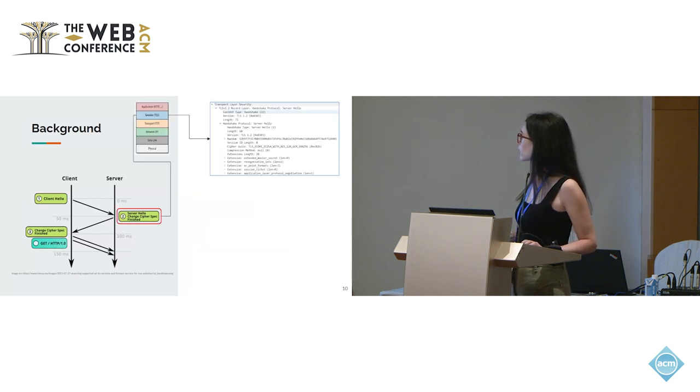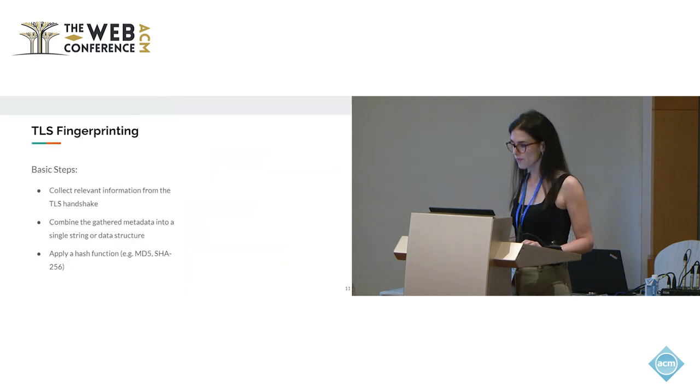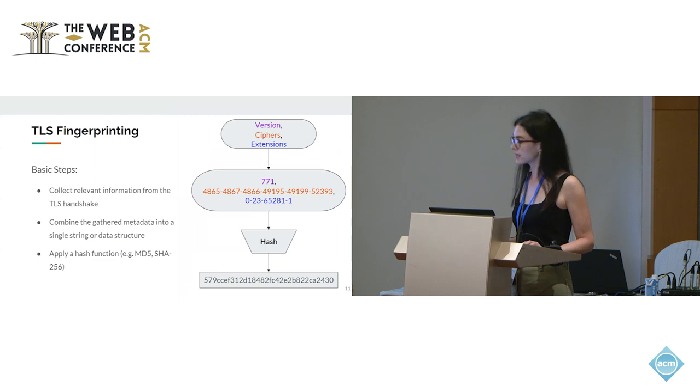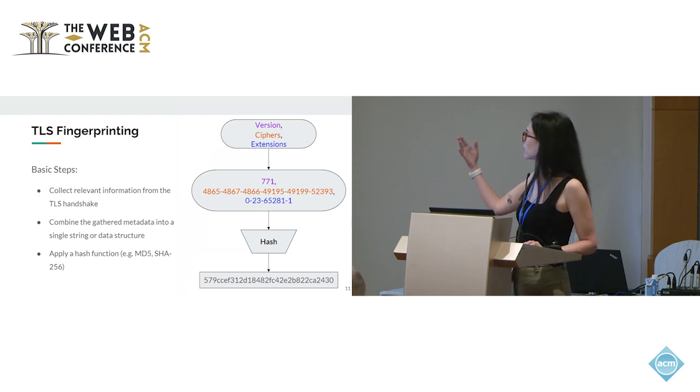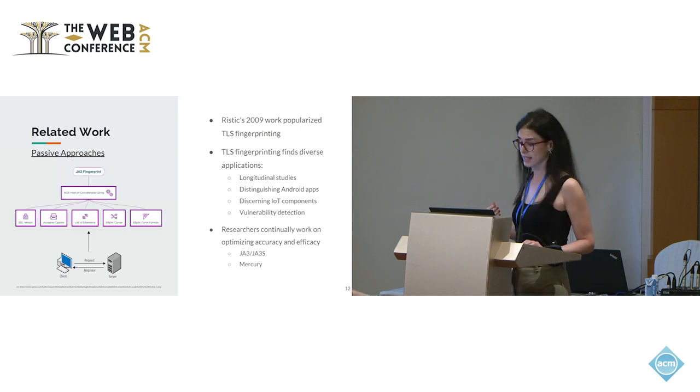And now the server hello message actually contains the preference of the server in terms of the cipher suite and the extensions. Okay, so now a fingerprint that corresponds to the server's preferences can be generated by feeding all the relevant data into a hash function to produce the hash digest. So if we feed the hash function with the information retrieved from the TLS handshake, we get this TLS fingerprint.